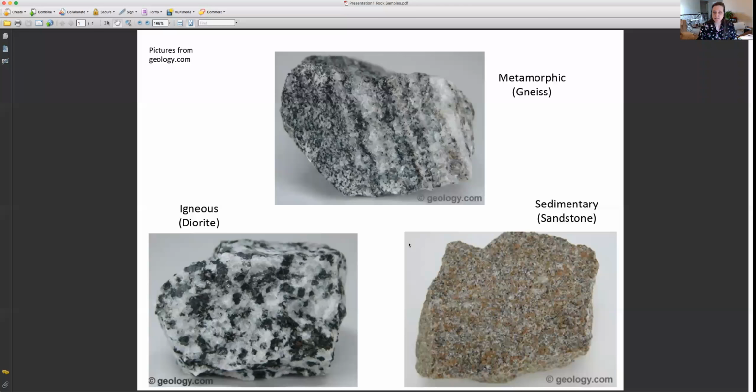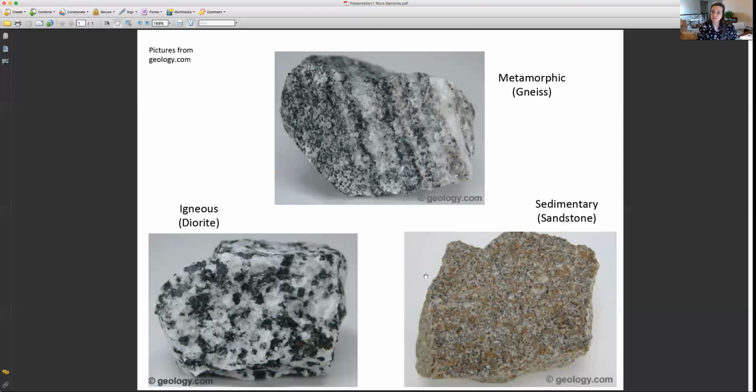So what we have here, at the top, is your metamorphic rock. This is a gneiss rock. So as you can see, the white crystals and the black crystals have lined up into layers. And this is because they're deep within the earth and the heat and pressure has moved them around. So down here on the bottom left is your igneous rock. It's not under heat or pressure, so the crystals get to grow and they stay random. And this is a diorite.